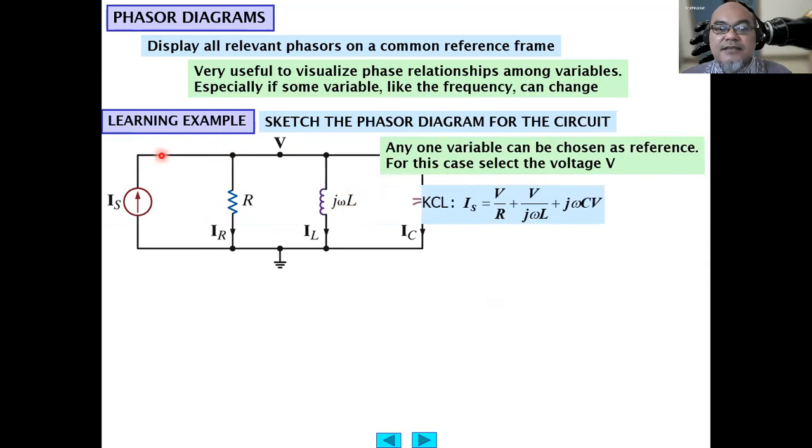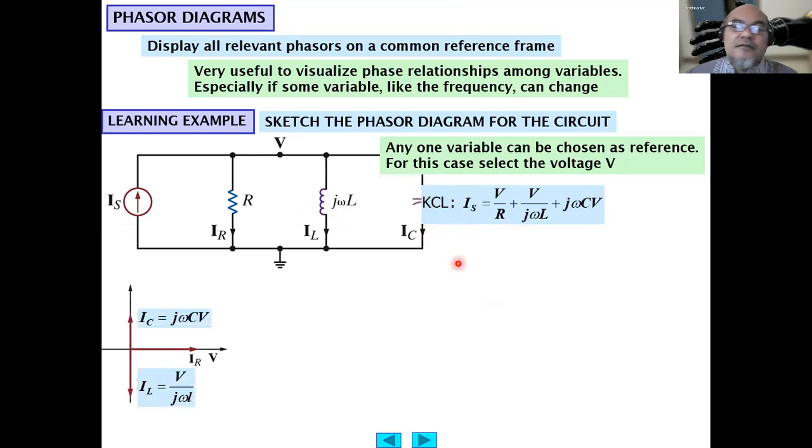Using KCL, IS equals the voltage divided by R, the current here, IR, plus the voltage divided by the impedance of the inductance, voltage divided by J omega L, plus the voltage divided by the impedance of the capacitance, or J omega C times V. So here we see that the voltage divided by R does not add any J to the current. So the IR in this branch will be in the same phase as the voltage.